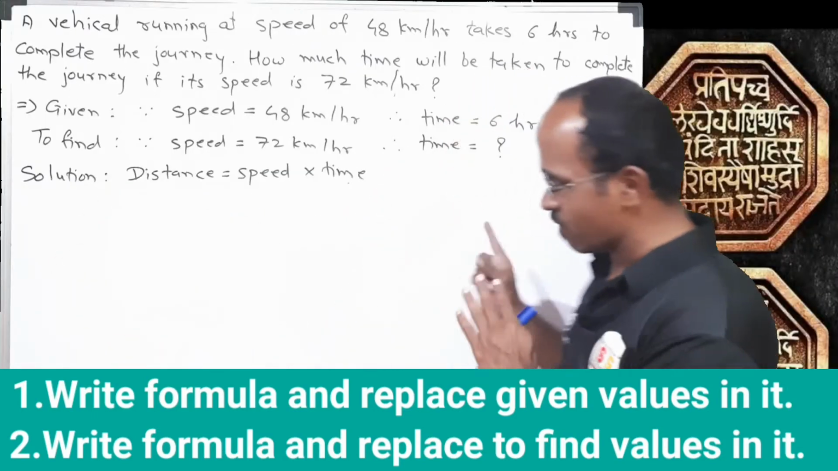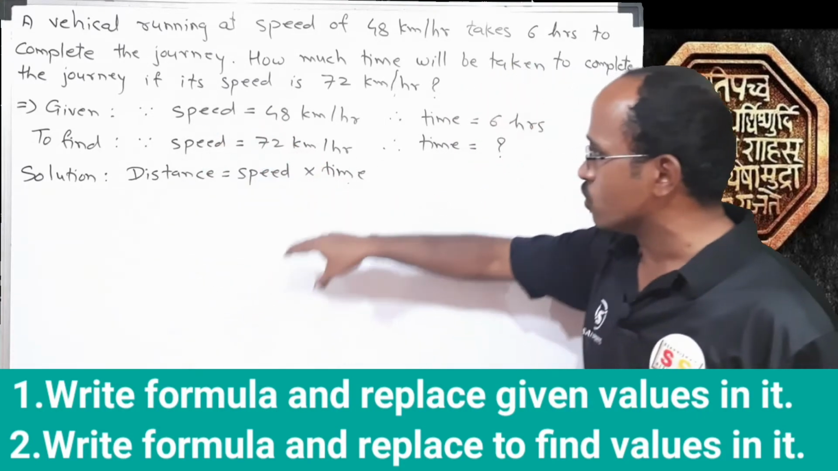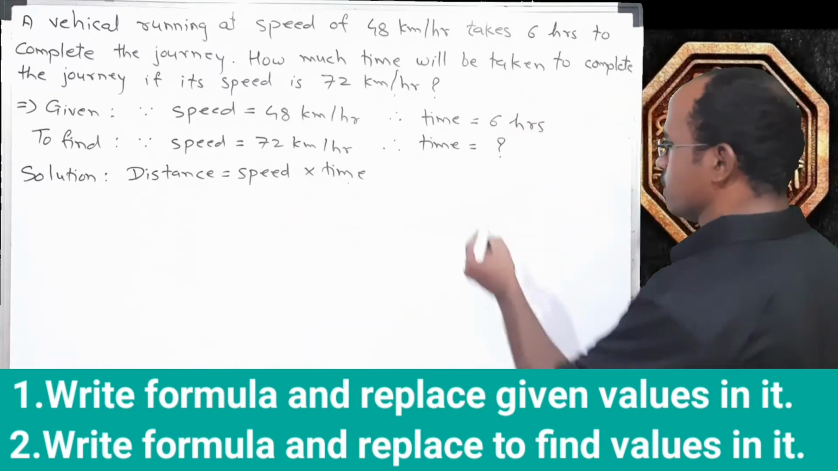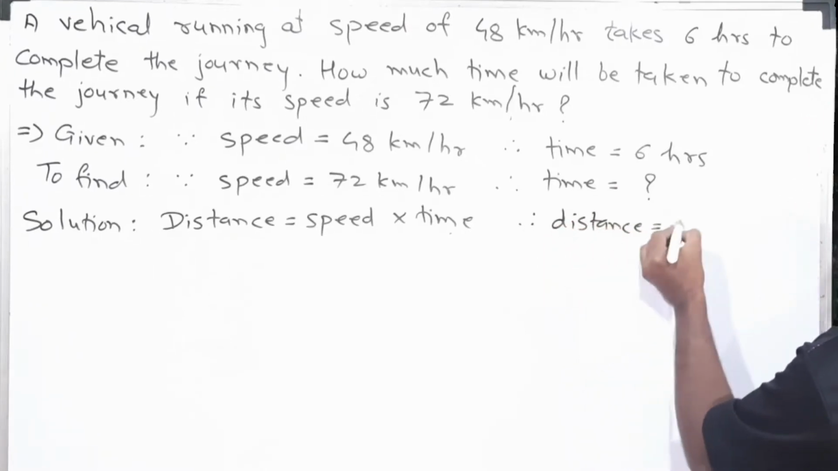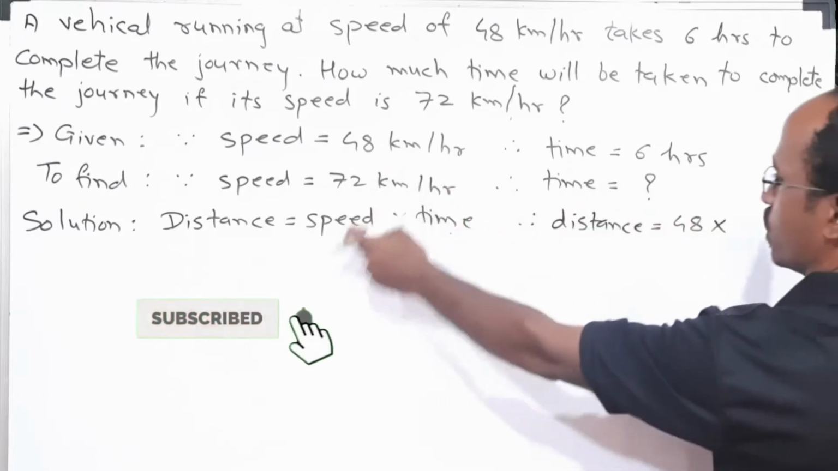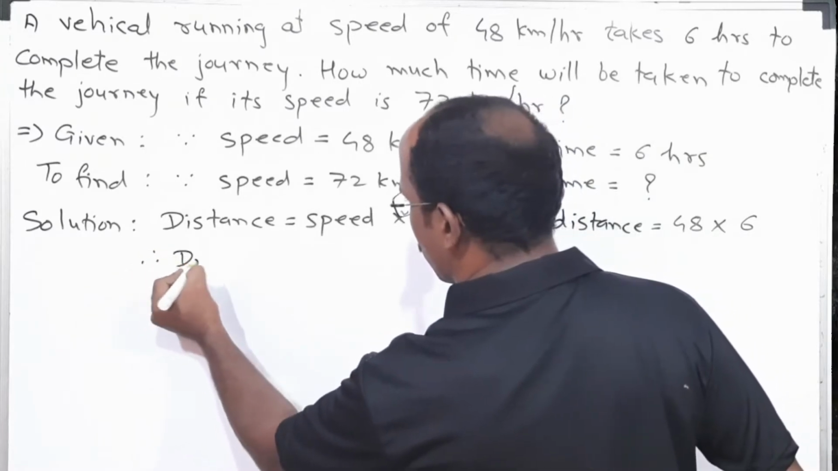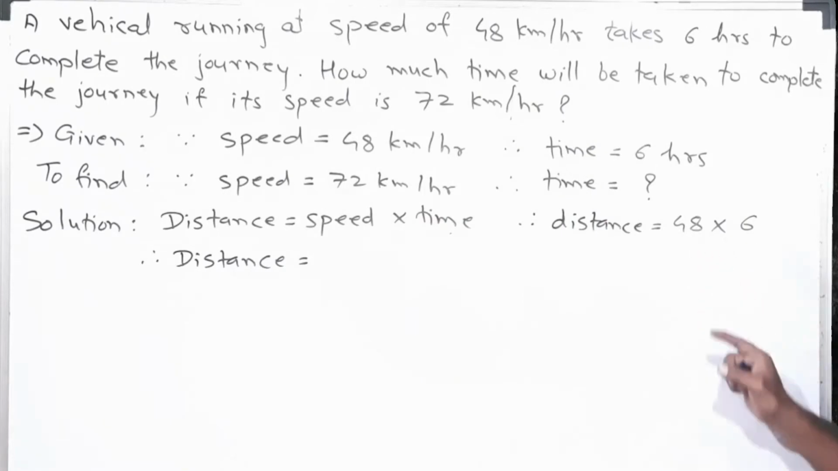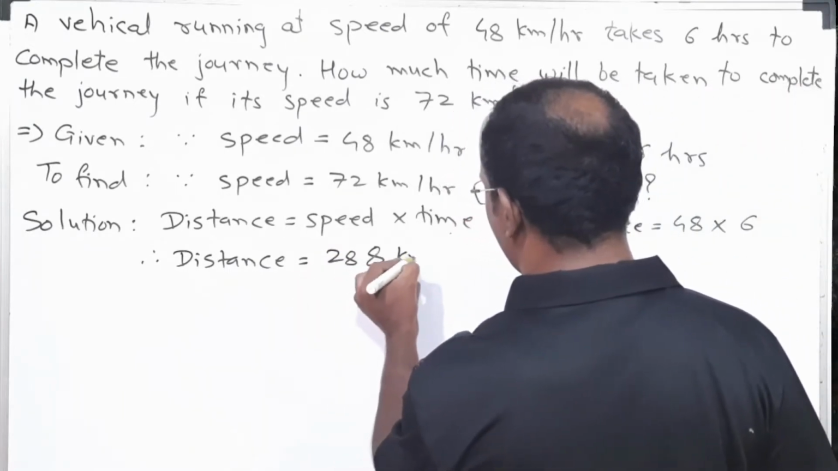Okay, so let's deal with it. We have written the formula, distance is equal to speed into time. So let's replace the given values. Speed is 48, time is 6, means distance is not given. Therefore we can say distance is 48 times 6. Clear up to this? Therefore distance is equal to 6 eights are 48. 4 is the carry. 6 fours are 24 plus 4 is 28. So distance is 288 kilometers.